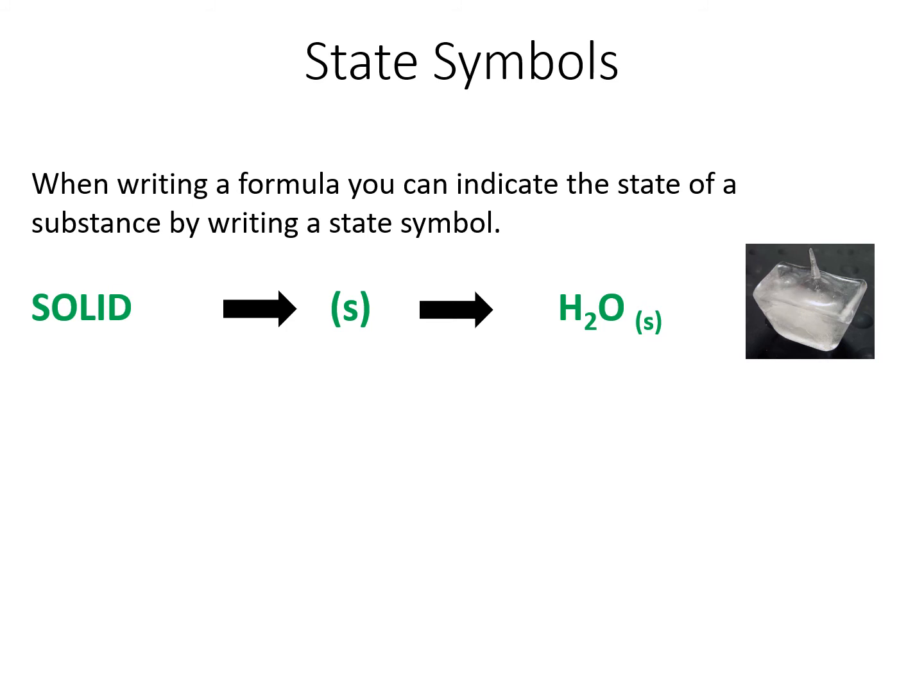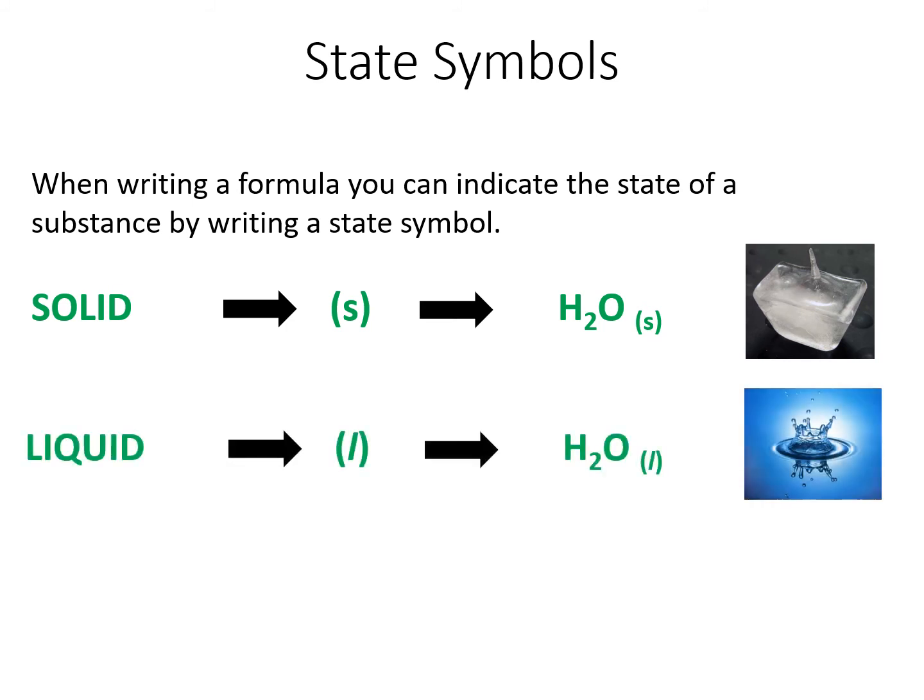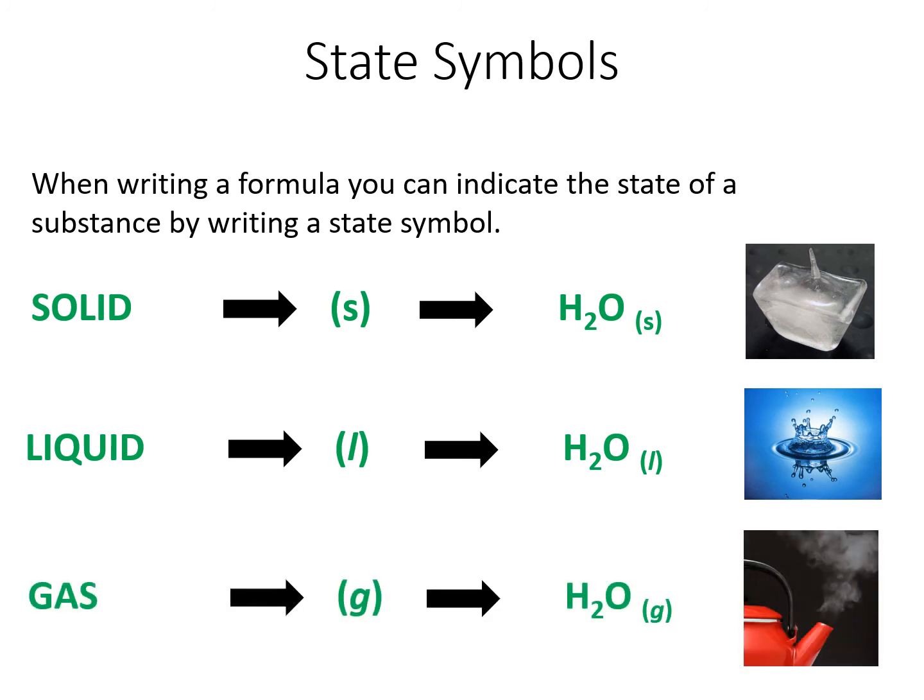If we take that solid, we can also melt it and we'll turn it into a liquid. The state symbol for a liquid is (l), and again, it goes after the formula of the chemical in subscript. And you may be able to predict the next one. It is a gas, and it is (g) for gas. Okay, so nothing too challenging there, hopefully.